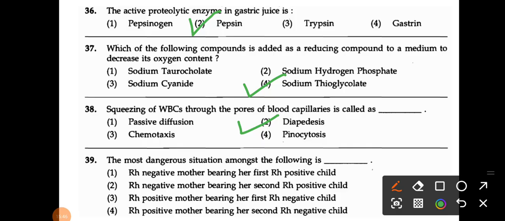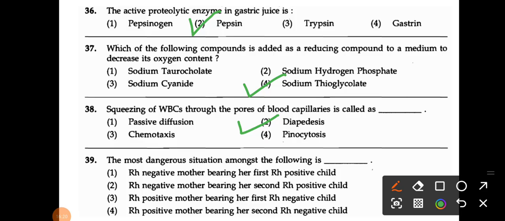Question 39: the most dangerous situation among the following is. You have to read all the situations very carefully. The first one, Rh negative mother bearing her first Rh positive child. The second, Rh negative mother bearing her second Rh positive child. Third, Rh positive mother bearing her first Rh negative child, and fourth, Rh positive mother bearing her second Rh negative child. Looking at the third and fourth conditions, the mother is Rh positive, so that is not that risky.